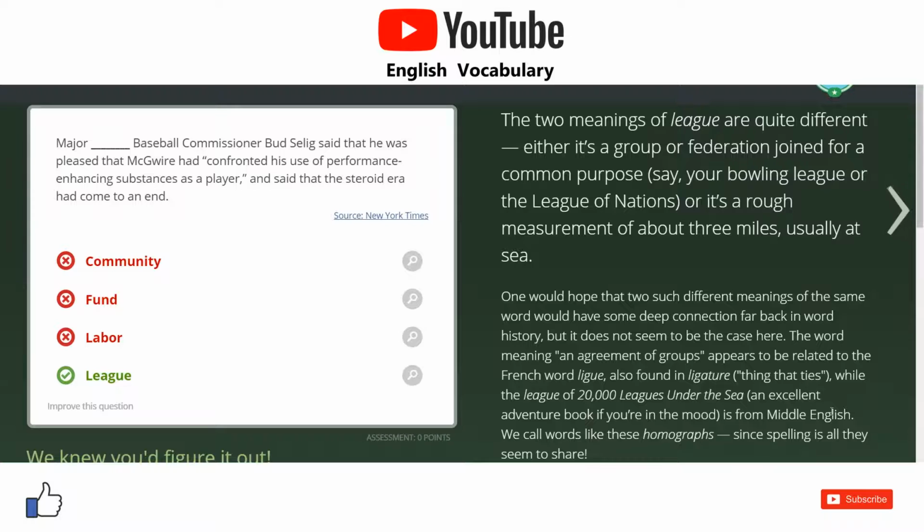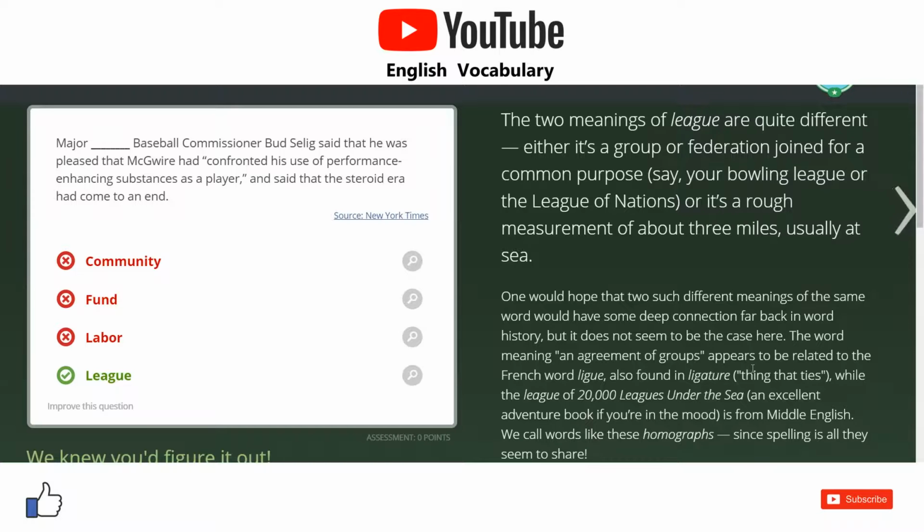Either it's a group or federation joined for a common purpose, say, your bowling league or the League of Nations, or it's a rough measurement of about 3 miles, usually at sea. One would hope that two such different meanings of the same word would have some deep connection far back in word history, but it does not seem to be the case here.